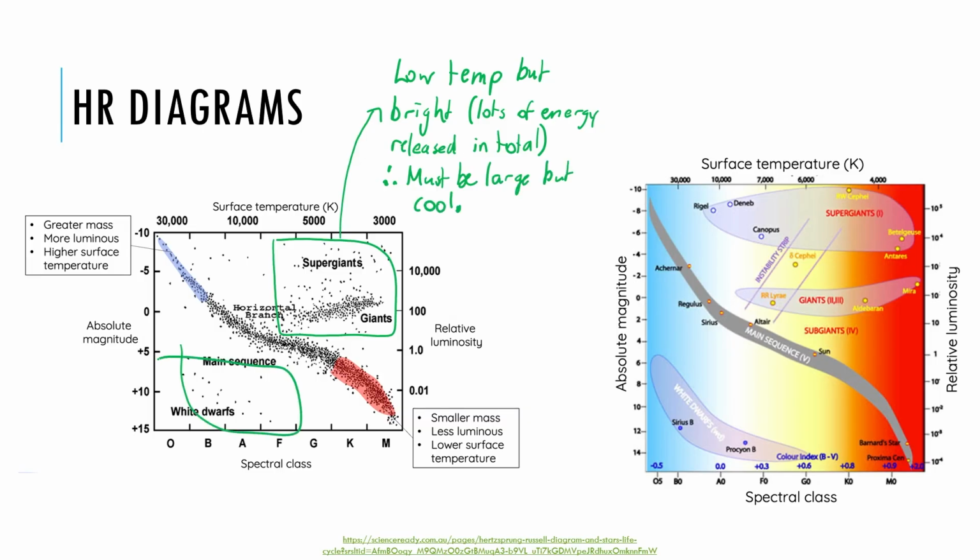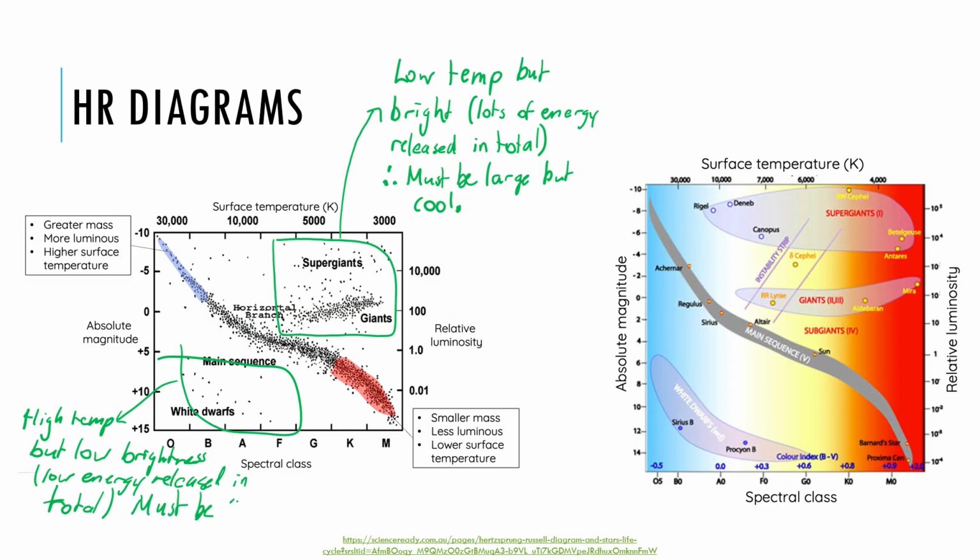We also have the white dwarfs, which are kind of the opposite. They have lots of temperature, but they don't release a lot of light. What that means is that even though the stars are really hot, there isn't much energy that's being released by the star in total. So even though the star itself is quite hot, because it's not releasing a lot of energy, it must be small and there mustn't be a lot of mass there. We call these the white dwarfs.